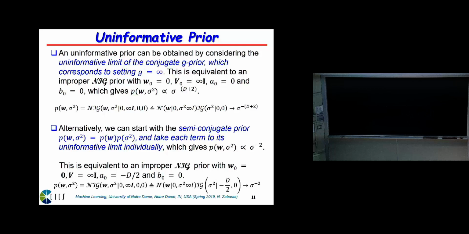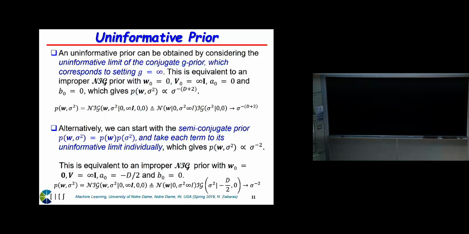Very weird. You're not going to see it very often. Effectively, since it's uninformative, you take the variance in W to be infinite. You say the mean is 0, but I have no idea what the value of W is, so take that thing there equal to infinity. And you keep the inverse gamma uninformative, 0 and 0. So this actually goes to sigma to the minus d plus 2, where d is the number of parameters that we have.